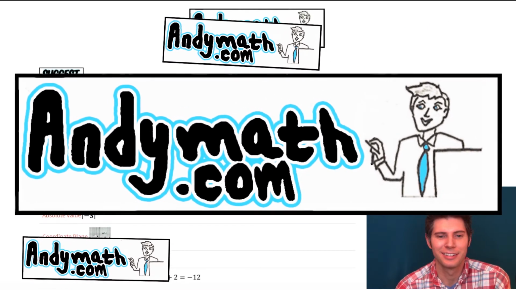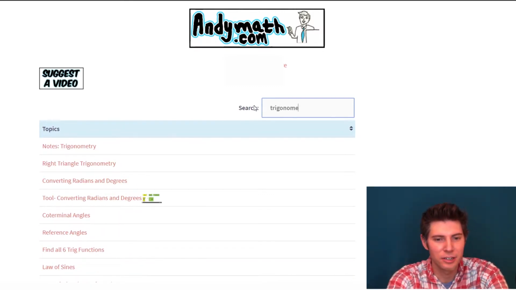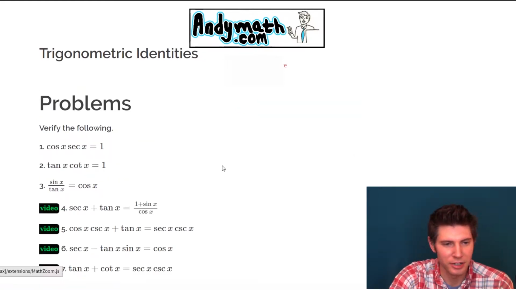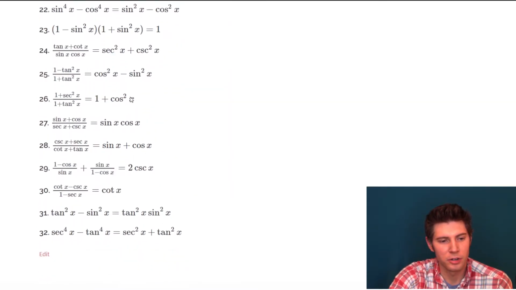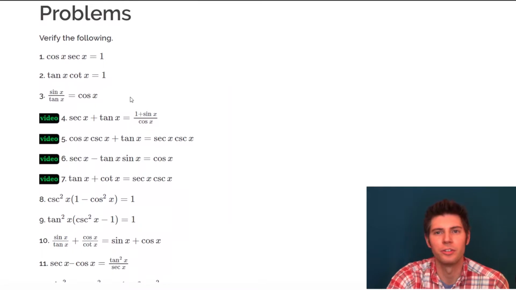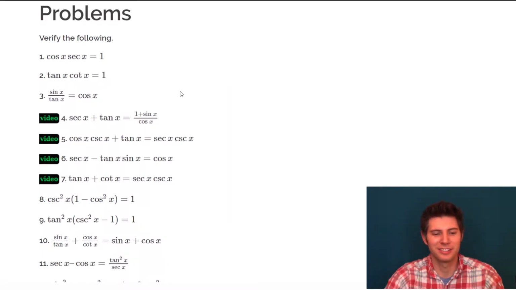Andy Math. So in this video we're going to do trigonometric identities. It's this one right here. This is andymath.com. I just typed trigonometric identities and it brings us to this page right here. There are 32 examples, and we're going to do all 32 of these in this video so you can see what they all look like. So sit back, relax, and enjoy learning to do 32 of these.